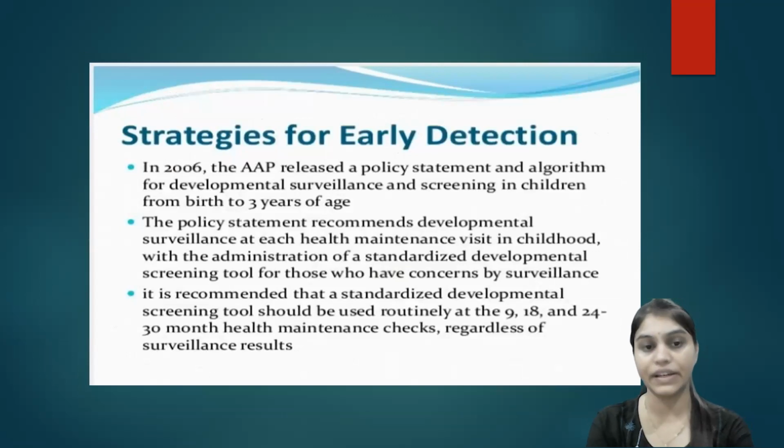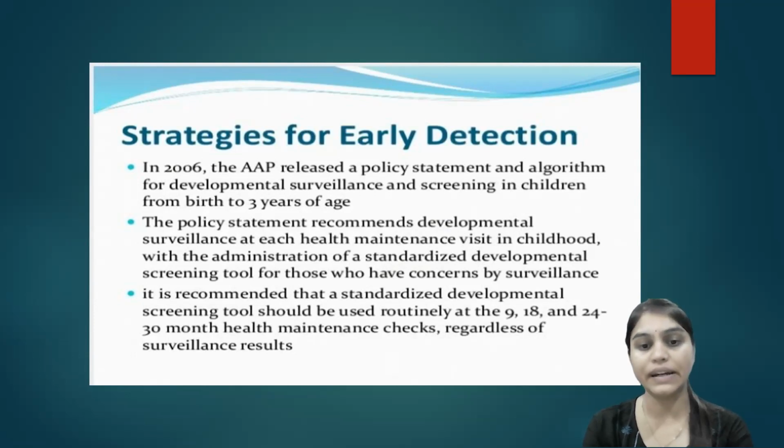Strategies for early detection. In 2006, the AAP released a policy statement and algorithm for developmental surveillance and screening in children from birth to 3 years of age. The policy statement recommended developmental surveillance at each health maintenance visit in childhood, with the administration of standardized developmental screening tools for those who have concern by surveillance.